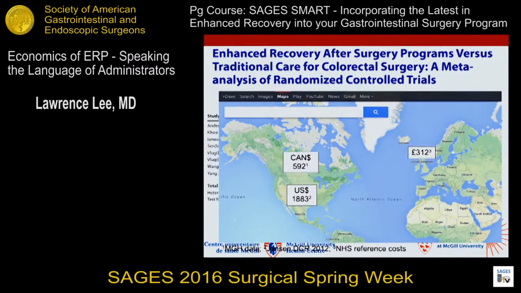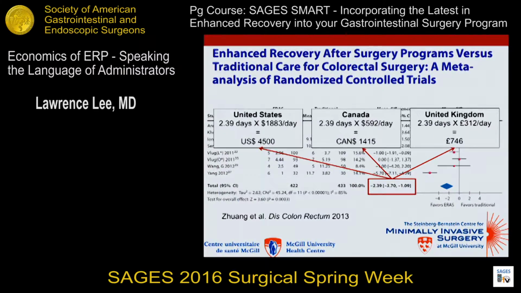In the US, at least published data shows around $1,800, and this is out of California, so again, it depends on whether or not this is applicable to your own institution, and around 300 pounds in the UK. So if you multiply the around 2.4 days of expected savings, we should overall see $4,000 savings in the US, around $1,500 in Canada, and around 700 pounds in the UK.